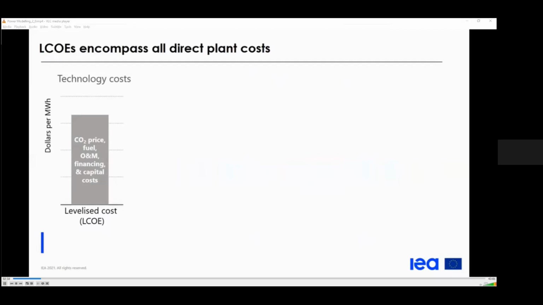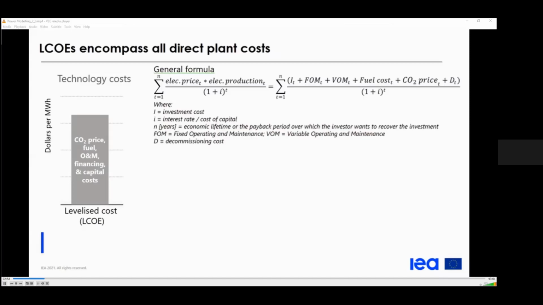Of course, on top of that, you would have the financing cost along the way that we generally call the weighted average cost of capital. So this can be quite a significant and disparate set of costs, depending on the technologies. And we can see here how the LCOE really does a great job at putting them together in this general formula for calculating the LCOE.